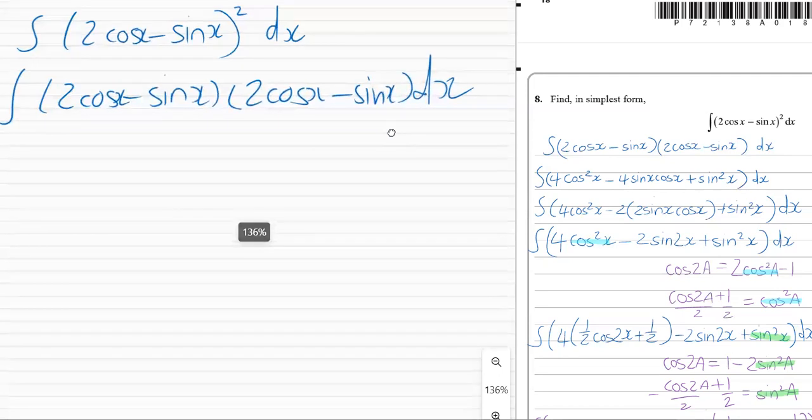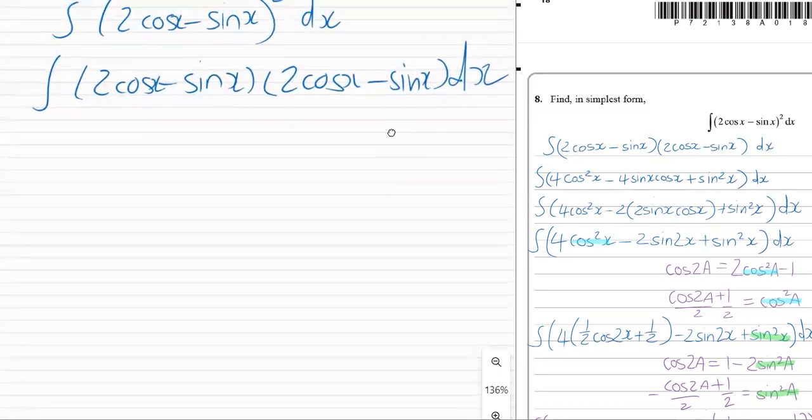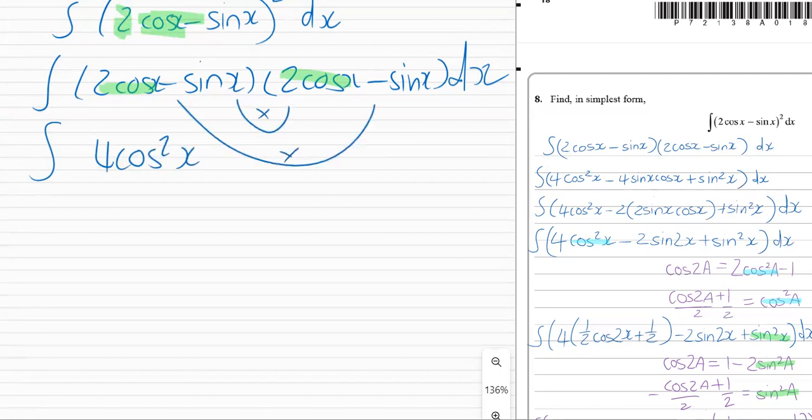You can do it the quick way, or we can do it the long way. The first term squared, so we could have just squared the 2, squared the cos, or we could say this times this. Either way works. So it's 4 cos squared x. The middle term, it's this times this and this times this plus together. Alternatively, you just take the first one plus the second one and you times that by 2. Okay. So those are all the options that we have available to us.